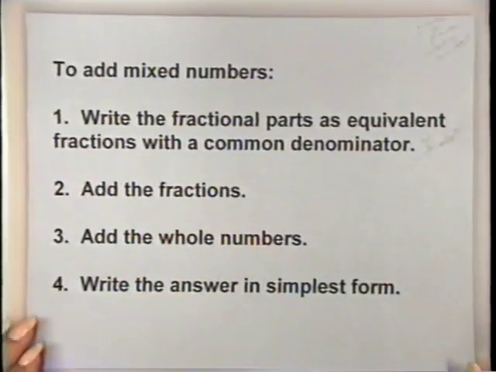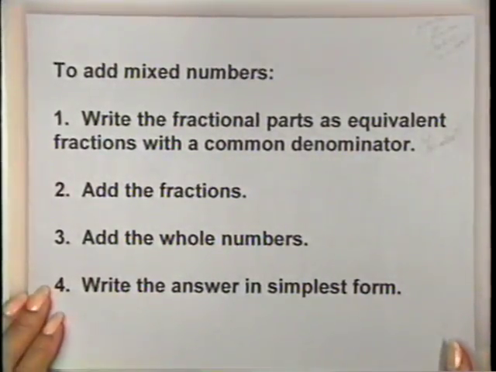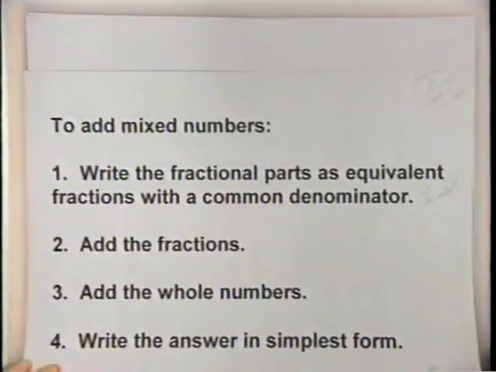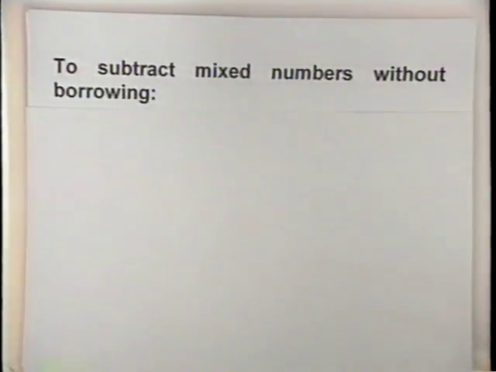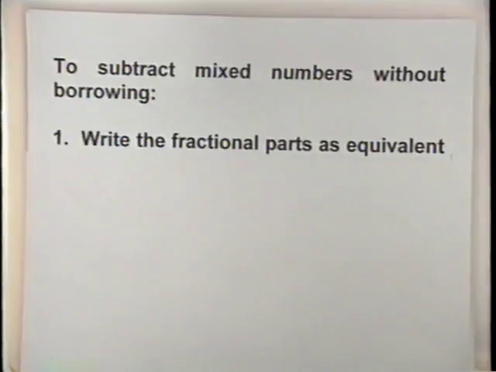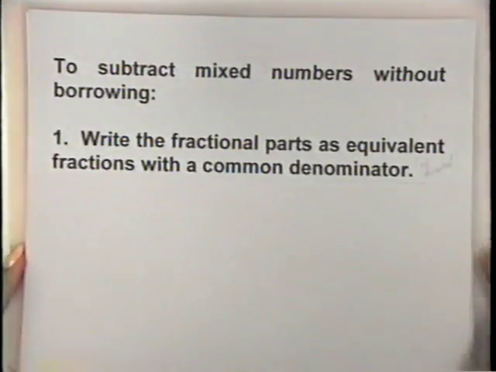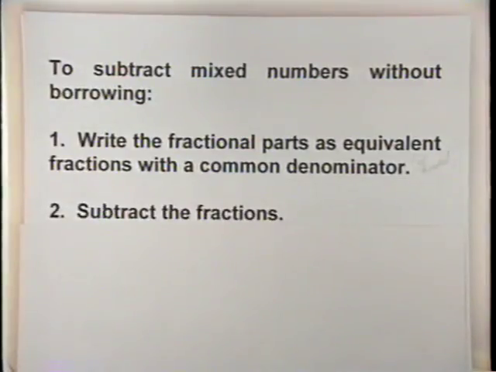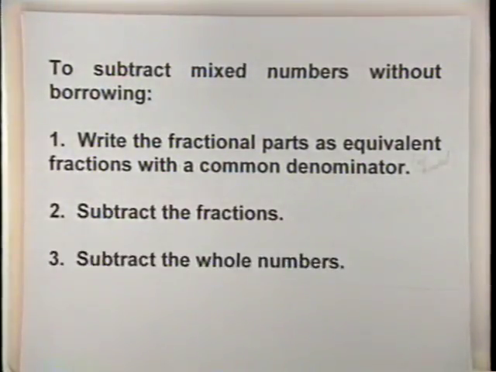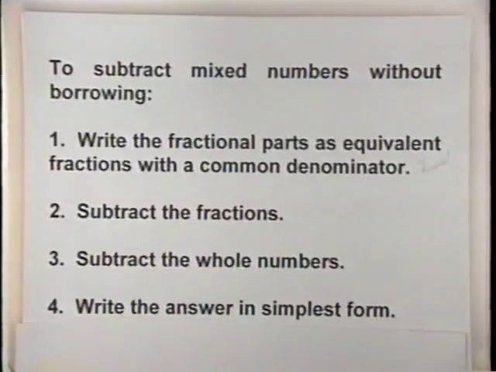Actually, the rules for subtracting mixed numbers when we do not need to borrow are basically the same. Let's look at those. To subtract mixed numbers without borrowing, first we write the fractional parts as equivalent fractions with a common denominator. Next, we subtract the fractions, then we subtract the whole numbers, and last we write the answer in simplest form.